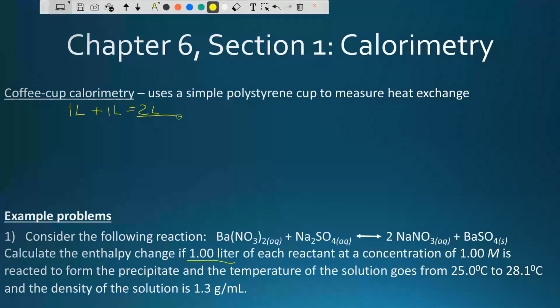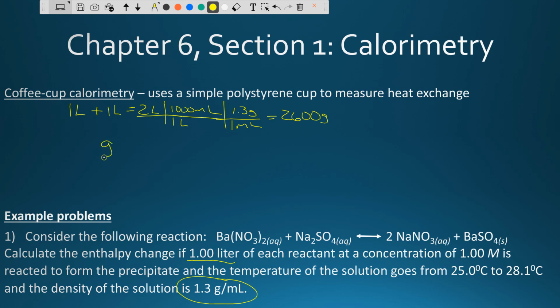So what is 2 liters? Well, if I have 1 liter, that is 1,000 milliliters, and I see that 1 milliliter is 1.3 grams, because they tell me the density of the solution, 1.3 grams per milliliter. When I have 2 liters total, I have 2,600 grams to play with here.